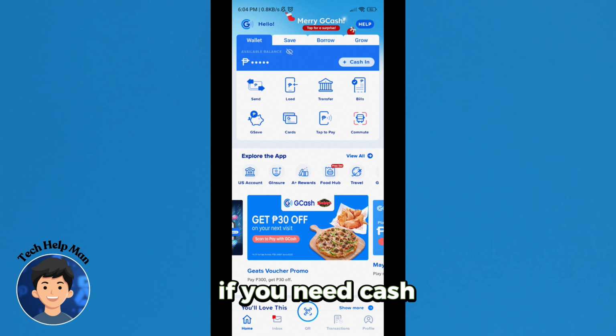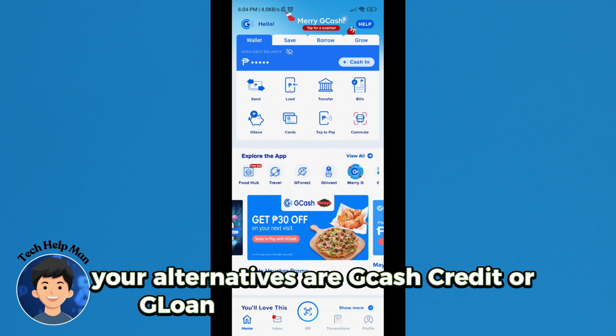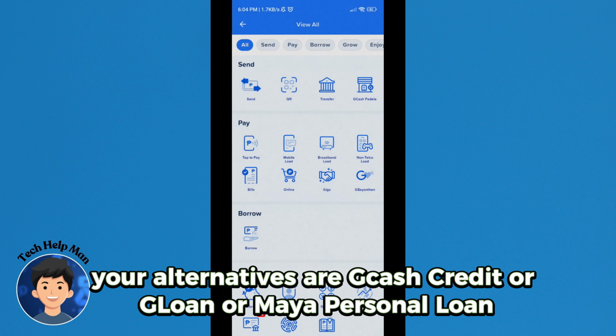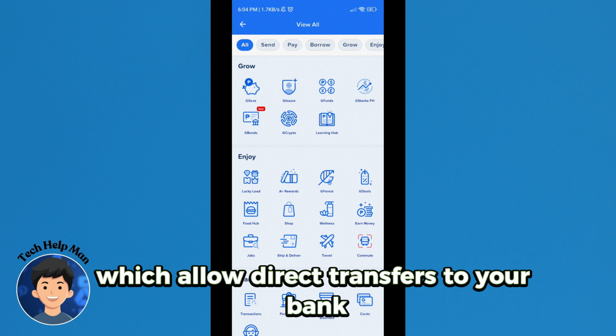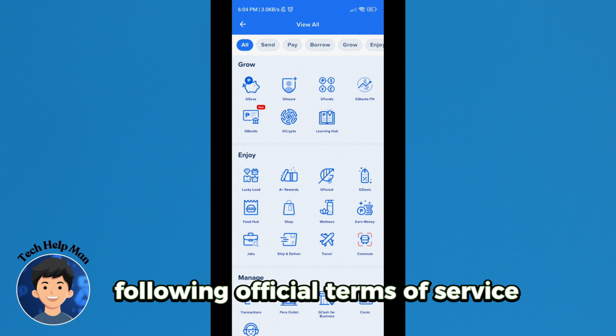If you need cash, your alternatives are Gcash Credit or GLoan, or Maya Personal Loan, which allow direct transfers to your bank. Always use GGives responsibly for purchases only, following official terms of service.